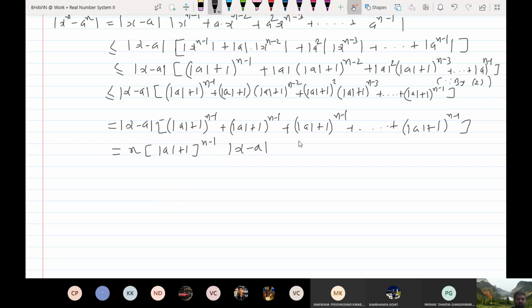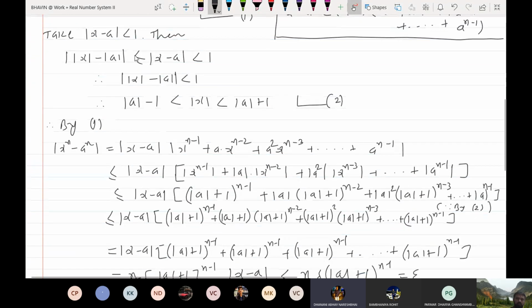Okay, but I want this less than epsilon, whenever |x minus a| is less than delta. So this is nothing but (|a|+1) raised to n minus 1. So this is the relation between epsilon and delta. So tell me, Abhay, what should I take delta? Epsilon upon n into this number, okay.